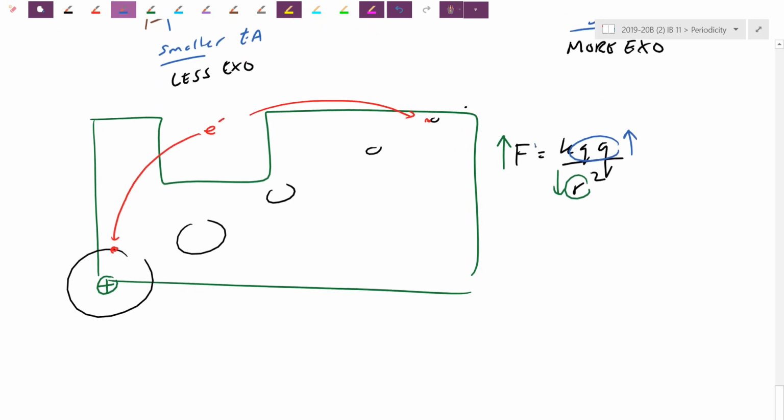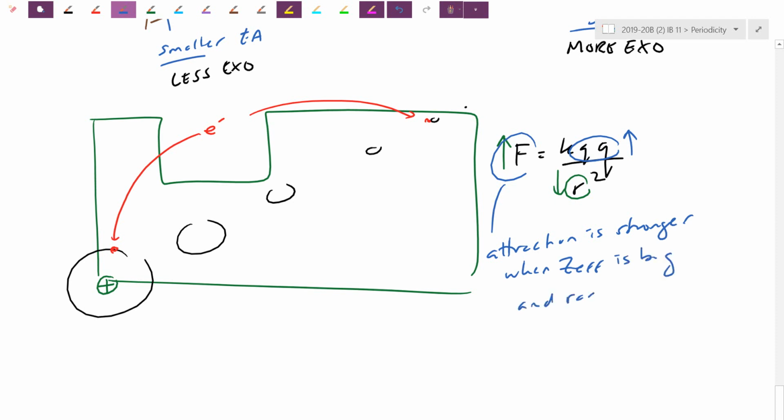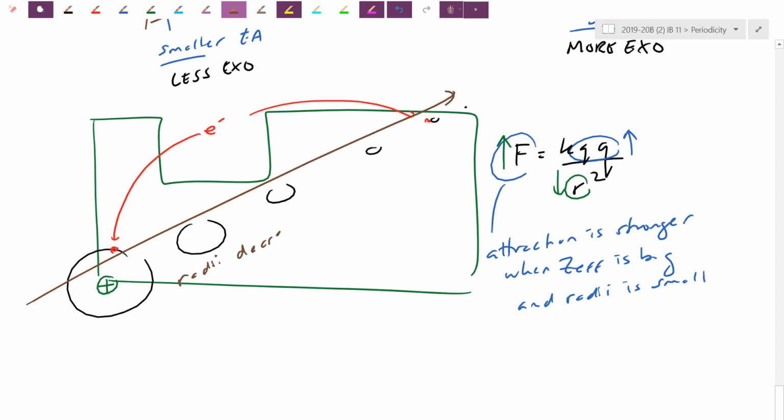So let's just write this down in words here. The attraction is stronger when Z effective, or any charges for that matter, when Z effective is big and when radii is small. And based on this trend here, we already had said the radius shrinks going up into that corner there. Radius decreases. Remember, you still need to quote, it's because we have less shells, or it's because we have higher Z effective. Okay, you still need to quote those as the reasoning.